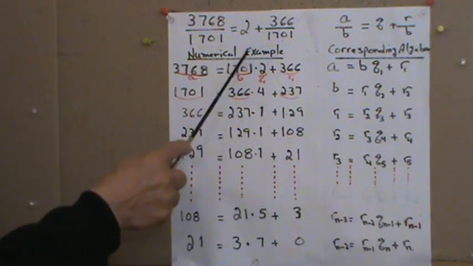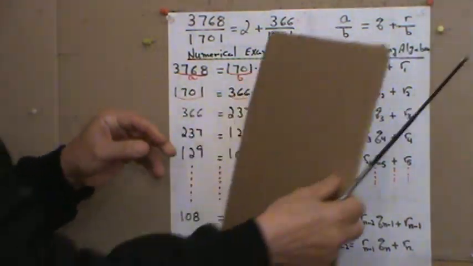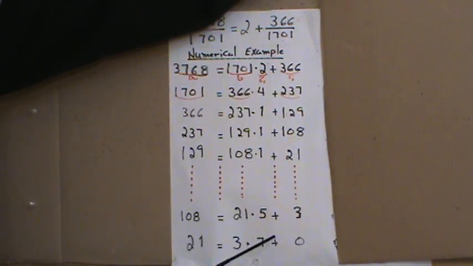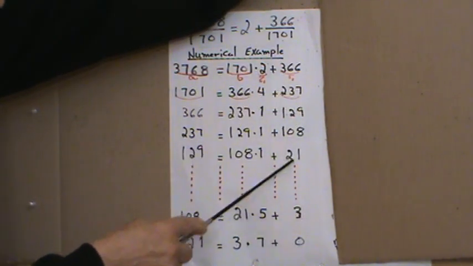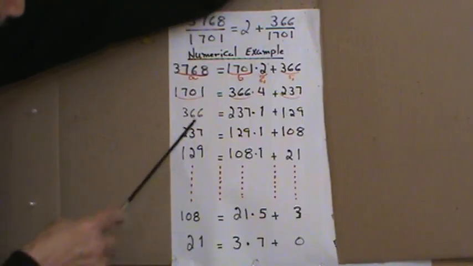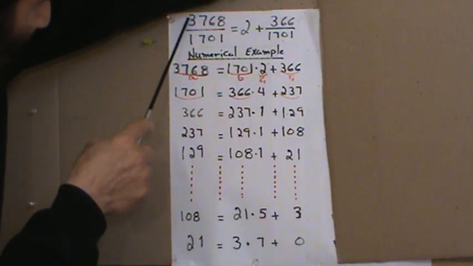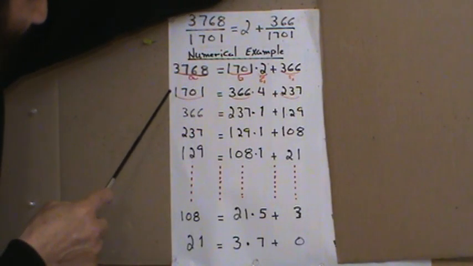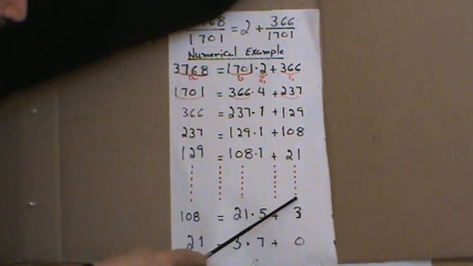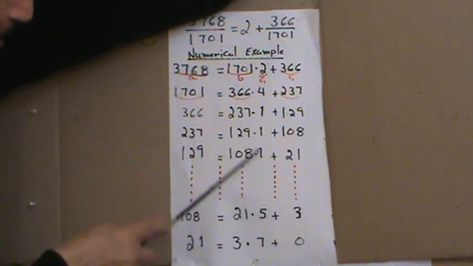Now, as you notice here from this example, as you can see, the example ends up at 0. And then the number before that, which in this case is 3, will be the greatest common divisor of 3768 and 1701. So this is the greatest common divisor of these two numbers.